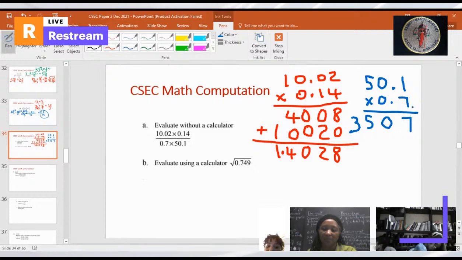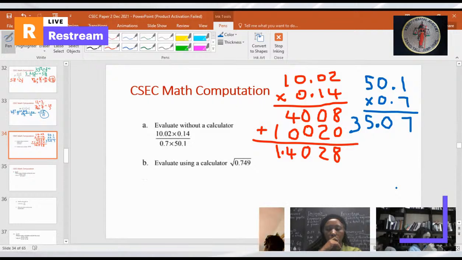Where should I put the decimal? Let me see, it would be 2 decimal places, so it would be 35.07. All right. So what do I do now? Now you would divide them.